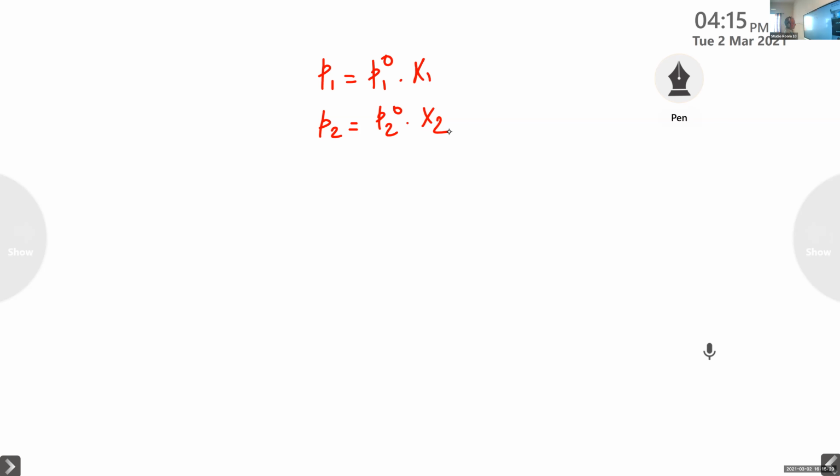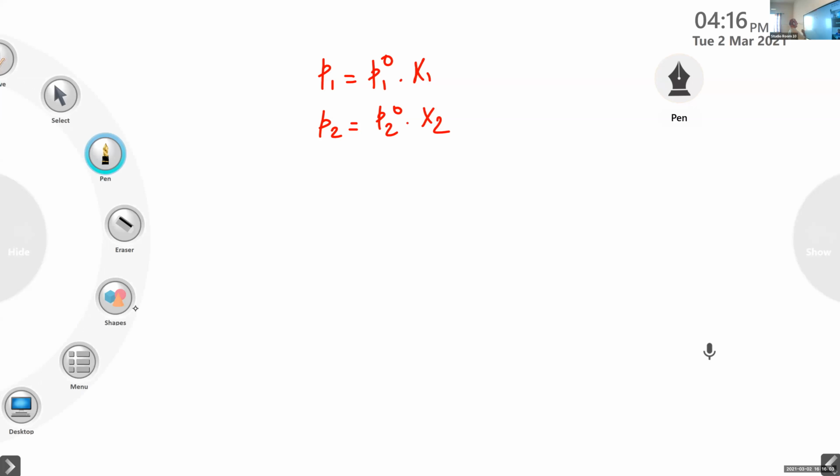So according to Raoult's law, the partial vapor pressure of a component is directly proportional to the mole fraction of the component in the solution. So P1 is equal to P10 into X1, P2 is equal to P20 into X2, where P10 and P20 are the vapor pressures due to the pure components 1 and 2. Remember these two equations for the next day. We can draw the graph the next day.